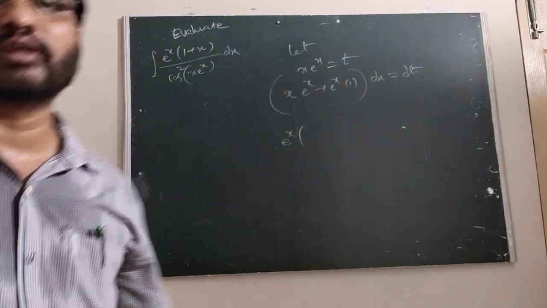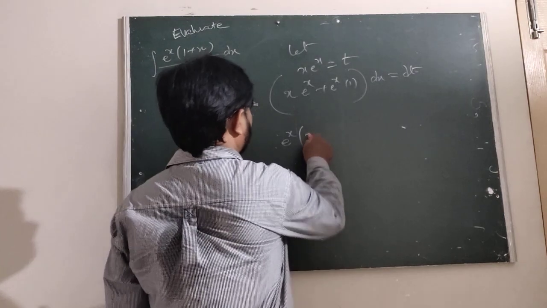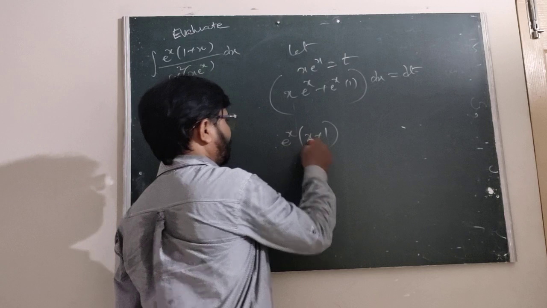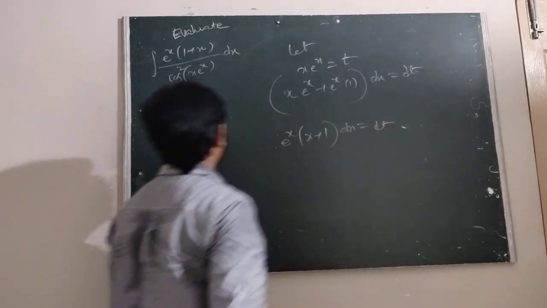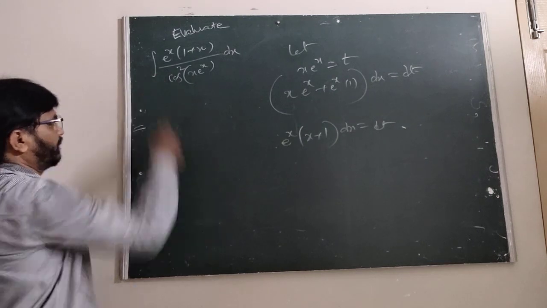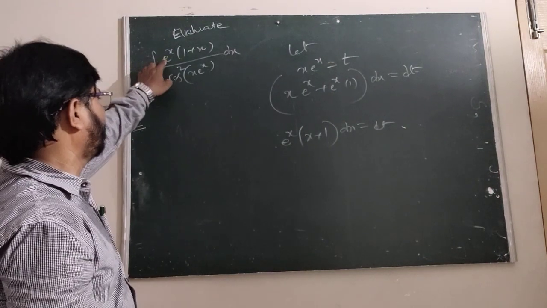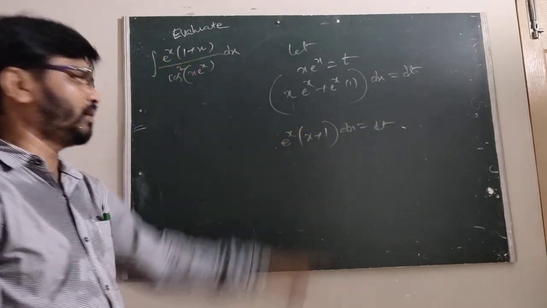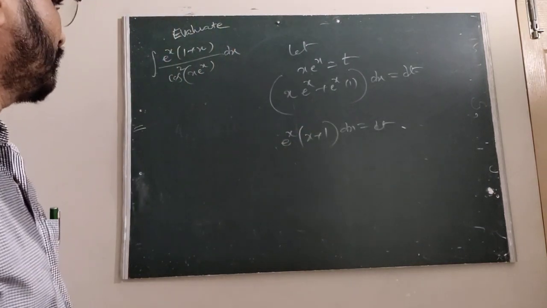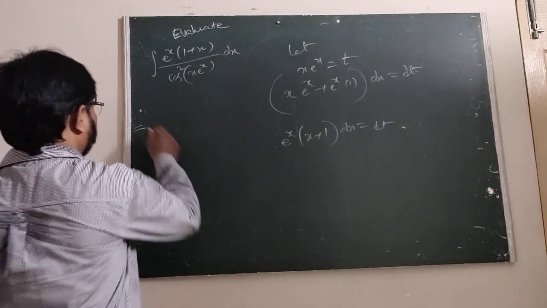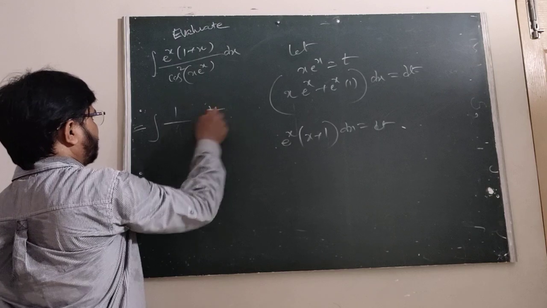e power x is the common term in that. Therefore, we are taking e power x as common. That means we are getting e power x into x plus 1 dx as dt. So for the given question, we are observing the integral of e power x into 1 plus x dx, where e power x into 1 plus x into dx is dt.